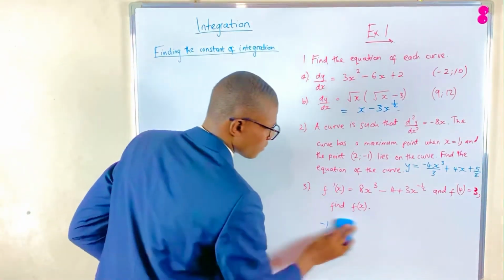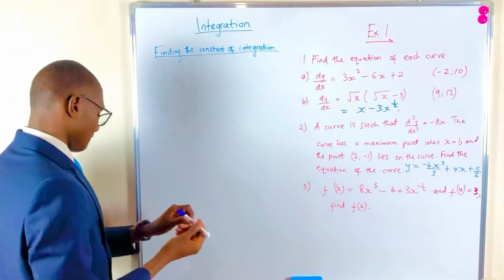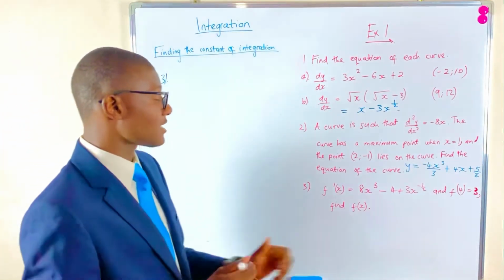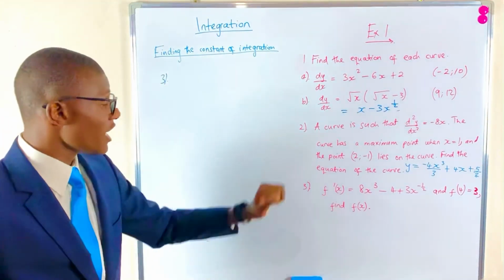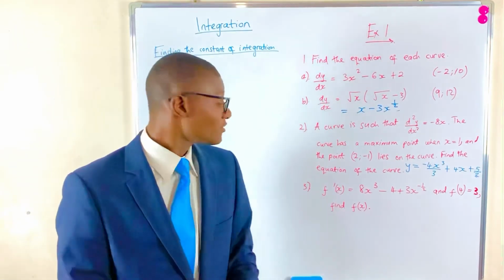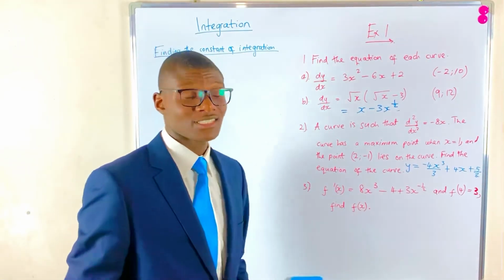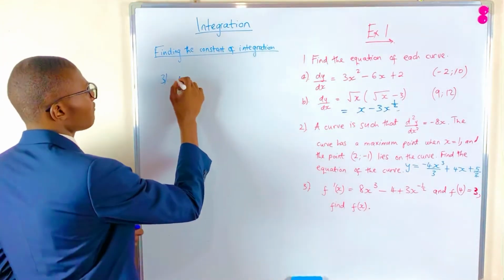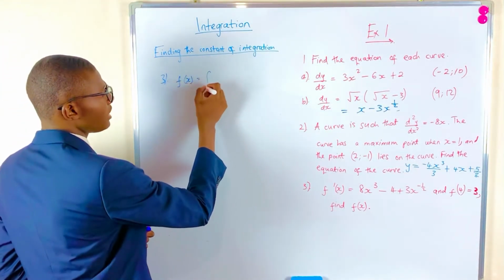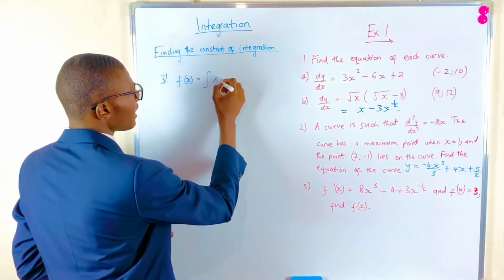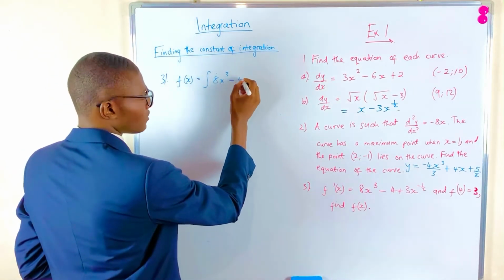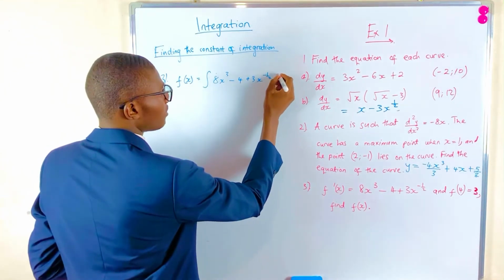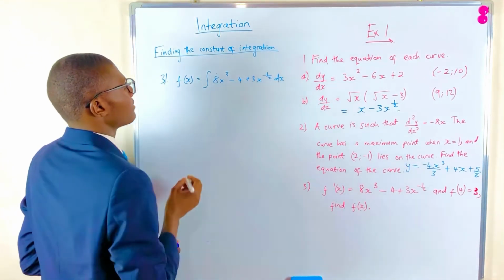Okay, so now for number 3, we're told to find f of x given f prime x. f prime x is the first derivative of this function. So if we integrate this, we should get f of x, such that f of x should be equal to the integral of 8x to the power of 3 minus 4 plus 3x to the power of minus half, and this is with respect to x.